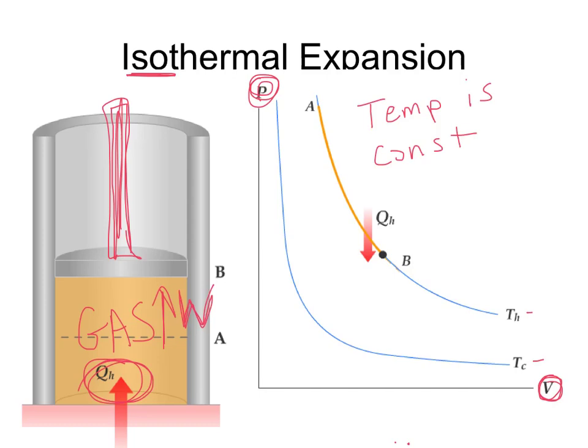And so, remembering the temperature is the average kinetic energy of the molecules, because we're doing work on the piston, the temperature remains constant. So the energy being added into the system gets converted into work. The temperature remains constant. If we look at this line, the pressure decreases, and the volume in this part of the scenario is increasing.